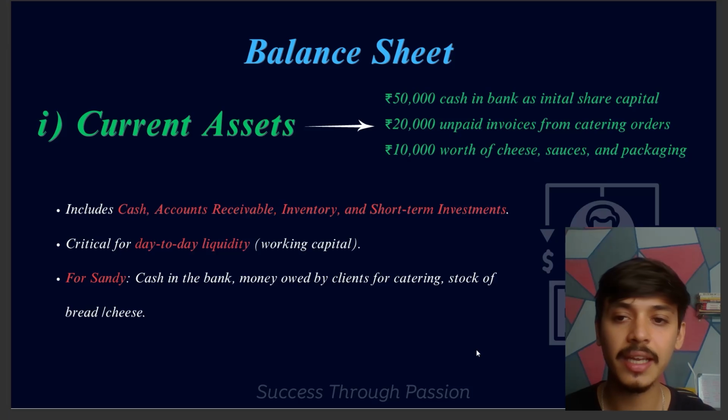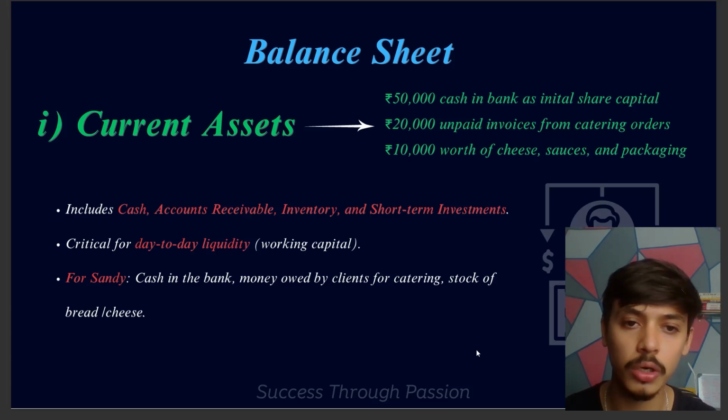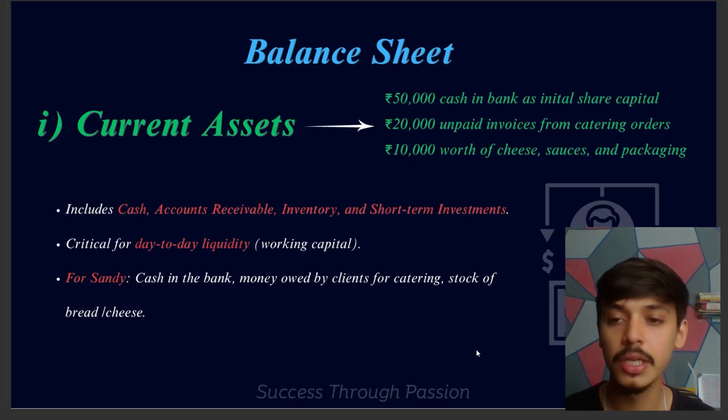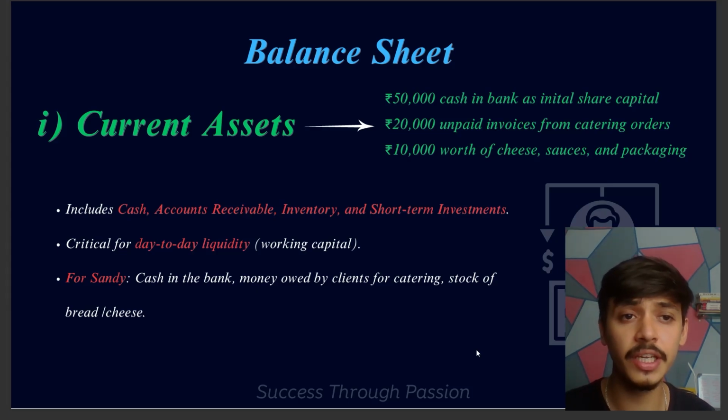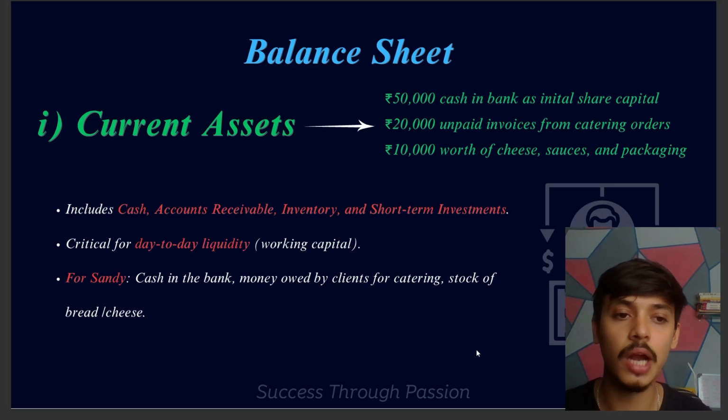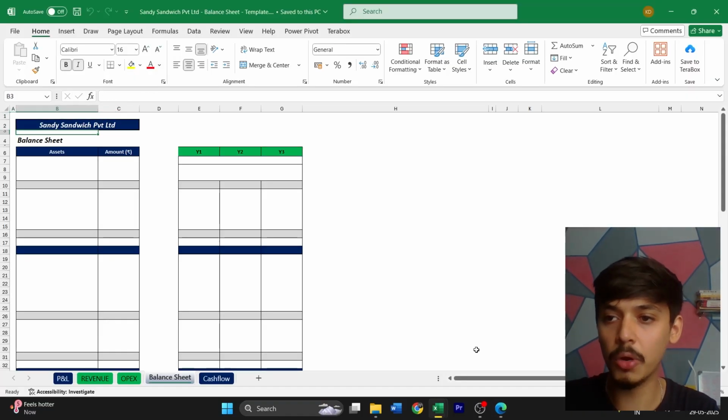As we understood, current assets include cash, accounts receivable, inventory, and some short-term investment made by the business. Now over here, we have the first line item as cash, which is the initial share capital that Sandy would have invested in the business to start running the operations. So we will first mention cash. So we will go to the template and mention cash.